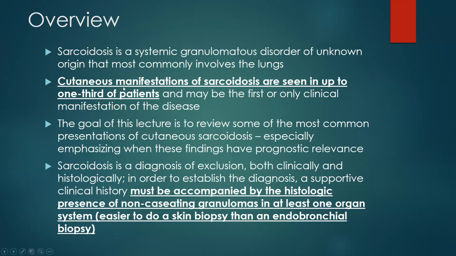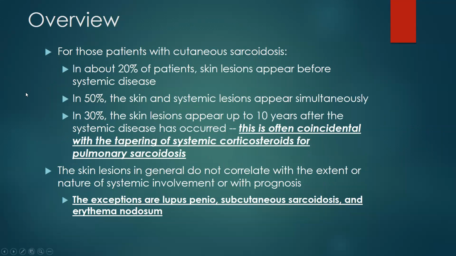So moving on. For those patients with cutaneous sarcoidosis, in about 20% of patients, the skin lesions will actually precede systemic disease. In 50%, the skin and systemic involvement will appear simultaneously. And in 30%, this one's actually kind of interesting, the skin lesions can appear up to 10 years after the systemic disease. This often occurs as you're tapering off the systemic steroids for their pulmonary involvement or some other cause. So basically you're masking the cutaneous involvement, and as you taper off the steroids, they'll start to get new skin lesions.